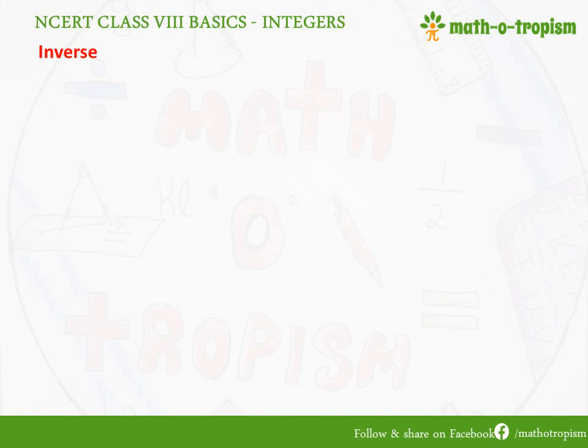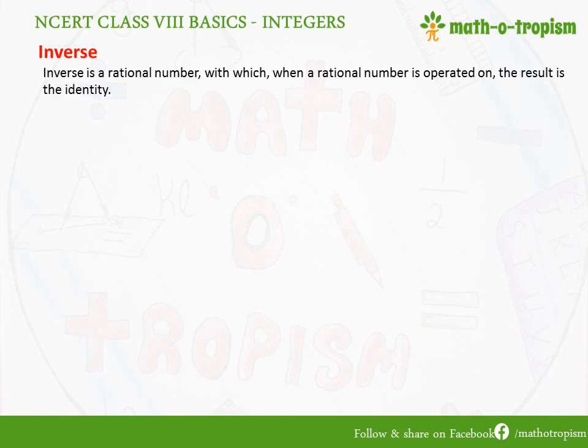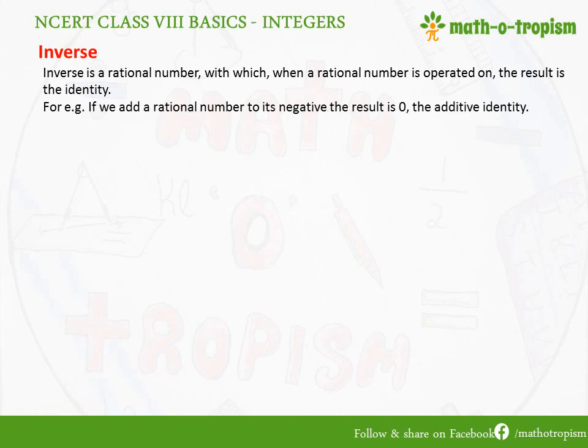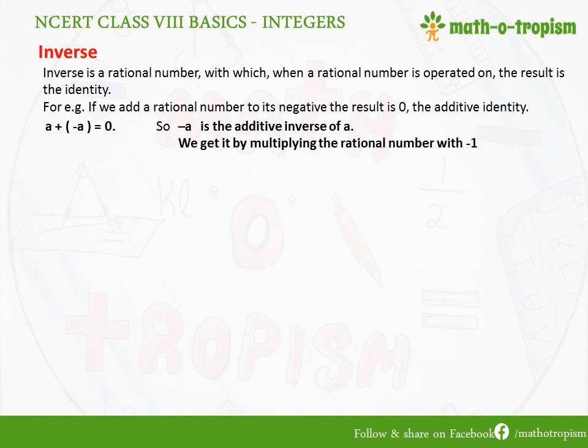Finally, we go into the inverse. Inverse is nothing but, for a given number, to get the identity, whatever number we are adding or multiplying, that number is called the additive inverse or the multiplicative inverse. So, inverse is a rational number with which when a rational number is operated on, the result is the identity. So, for example, if we add a rational number to its negative, only then we will get the 0, that is the additive identity. Hence, a plus (minus a) is going to give me 0. As a result, minus a is called the additive inverse of a.